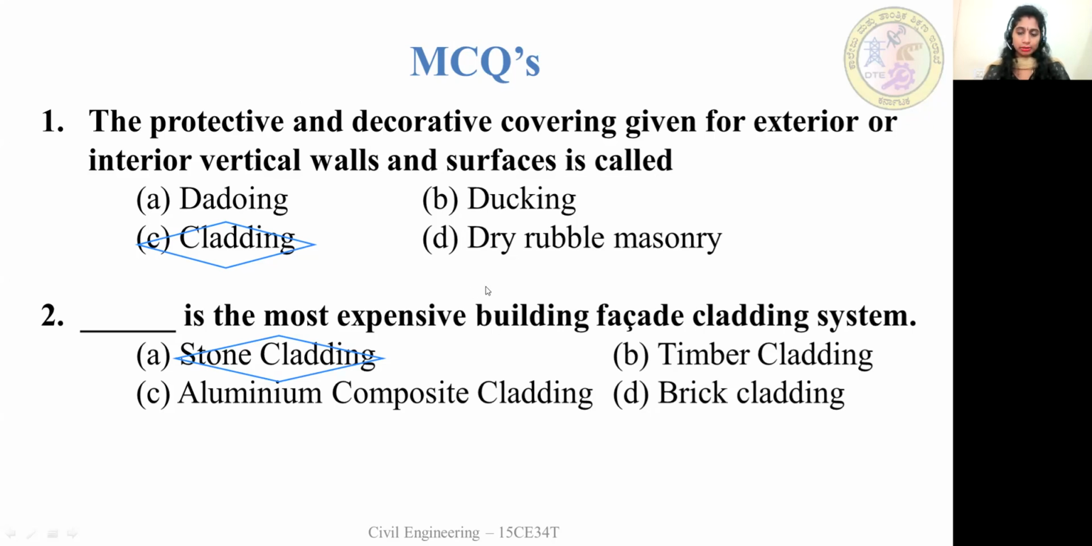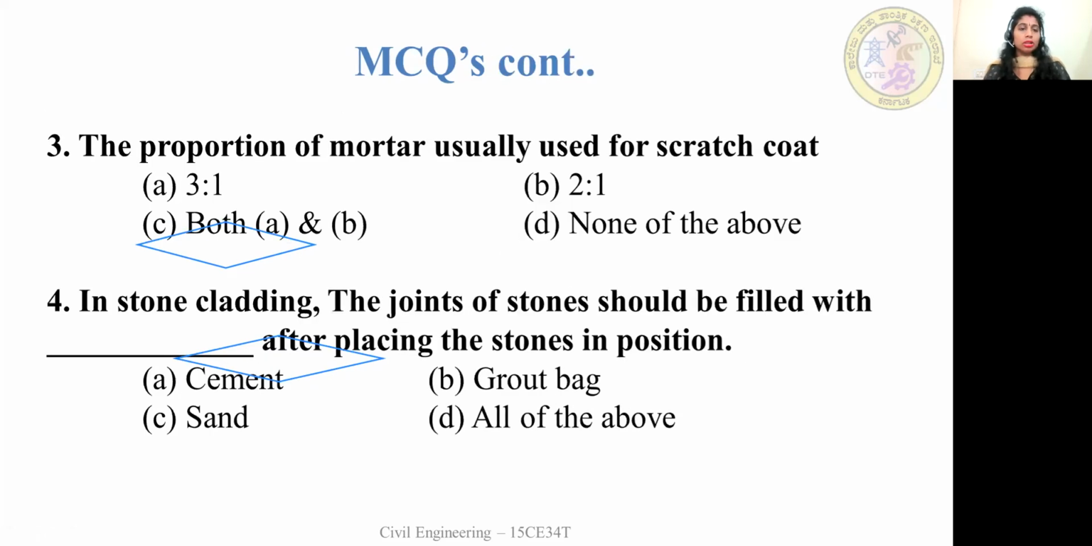Let's move on to the next question. Sorry, let me erase the annotations I have used in the previous slide. The proportion of mortar usually used for the scratch coat. Option A, 3:1. Option B, 2:1. Option C, both A and B. Option D, none of the above. Try solving the question. It is very simple. The proportion of mortar usually used for the scratch coat in cladding.